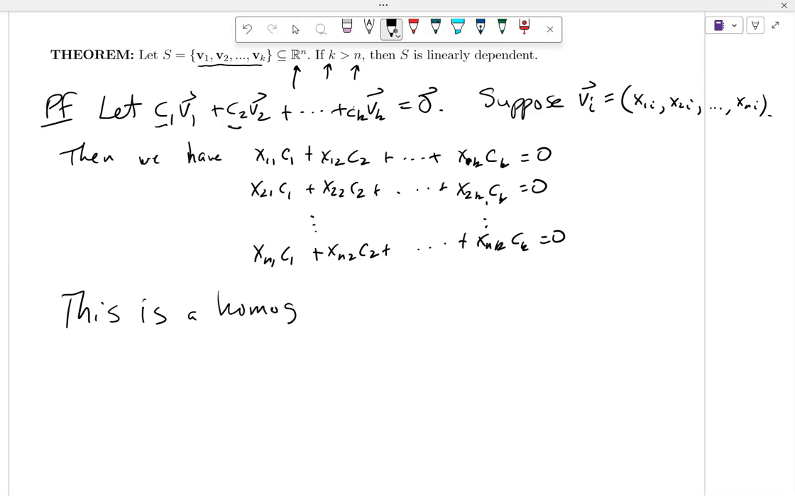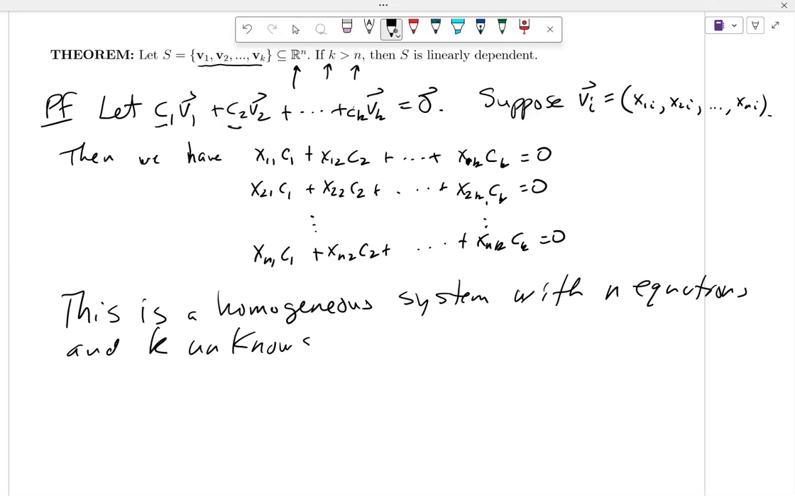This is a homogeneous system with n equations and k unknowns. What happens in a homogeneous system when you have more unknowns than equations? What's true about the system? How many solutions do you get? Infinitely many.